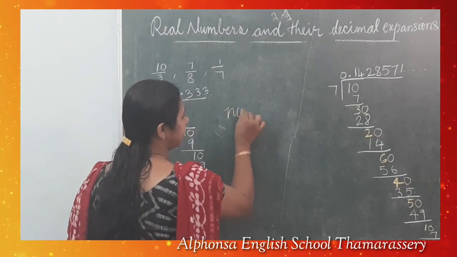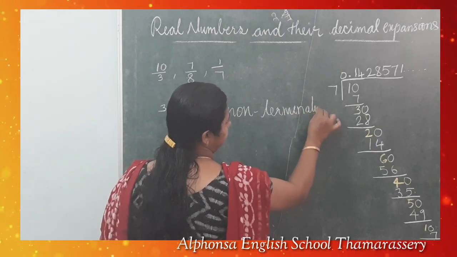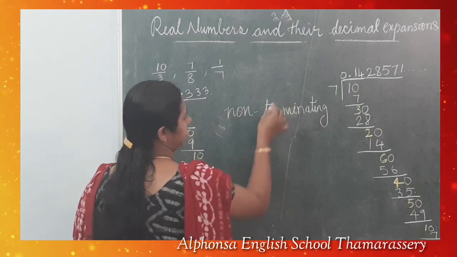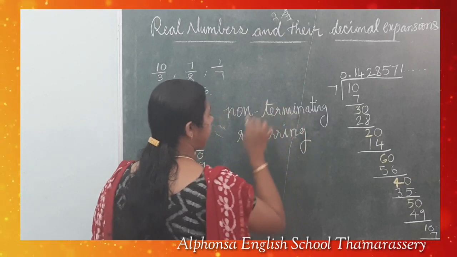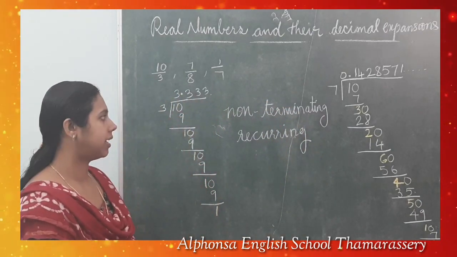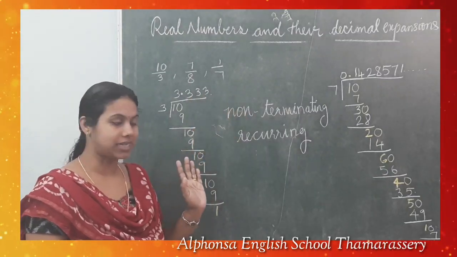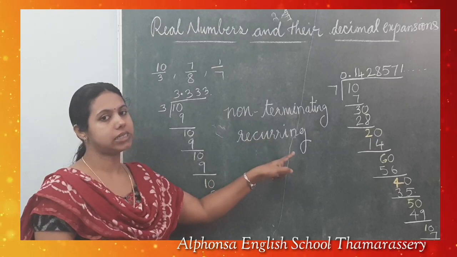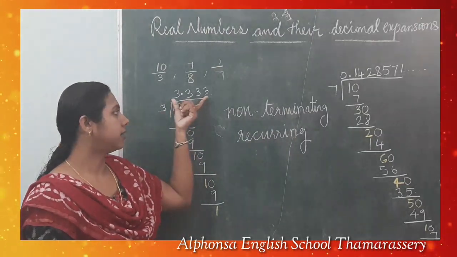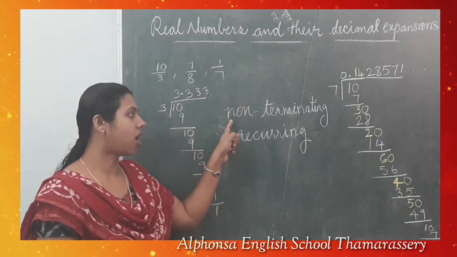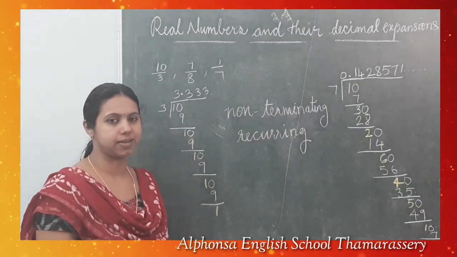Non-terminating recurring. Recurring means repeating. Non-terminating means not ending. The decimal expansion is not ending, but it is repeating. So this type of decimal expansion is known as non-terminating recurring or non-terminating repeating.